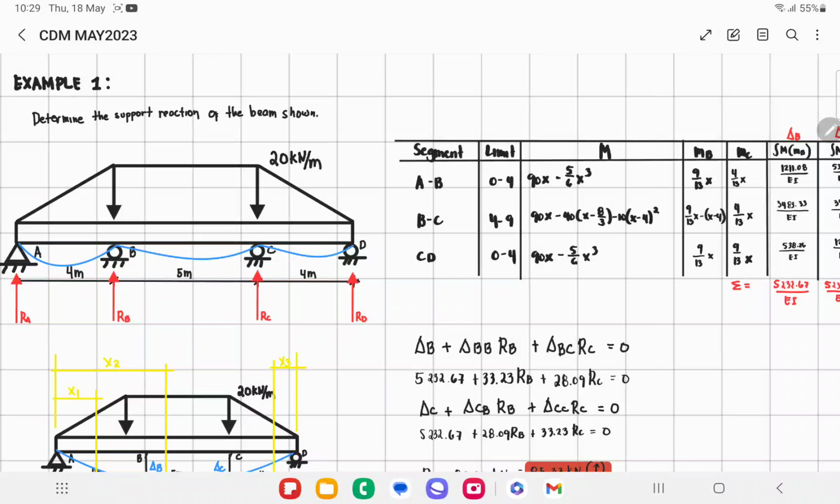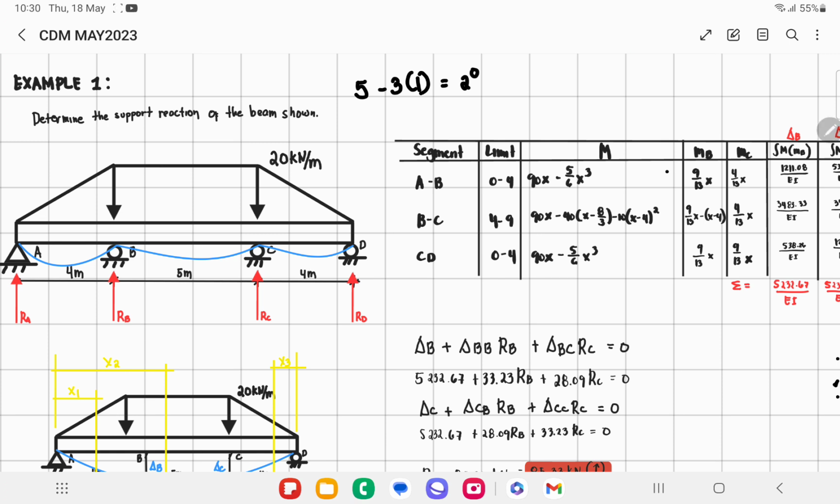Since we have 1, 2, 3, 4, 5, we have 5 unknown reactive forces, and only one part. Therefore, this beam is indeterminate to the second degree. Therefore, we have to remove 2 redundant reactions from our beam.